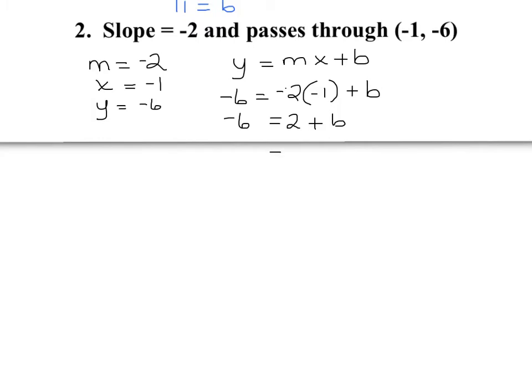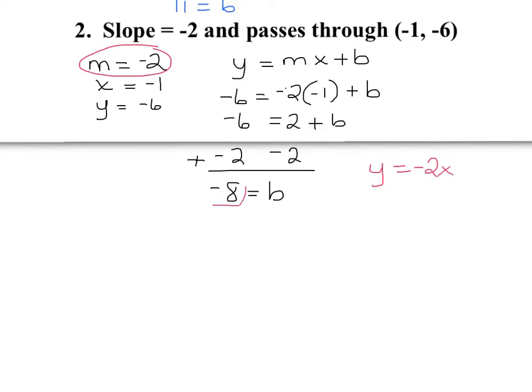And I'm going to take the 2 and add -2 to both sides. So that gives me -8 is equal to b. And now my final step is to write the new equation. So the new equation would be y equals, they gave me the slope, -2x, and I found the b, subtract 8. So there's your new equation.